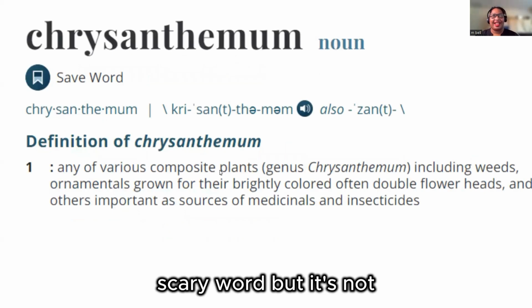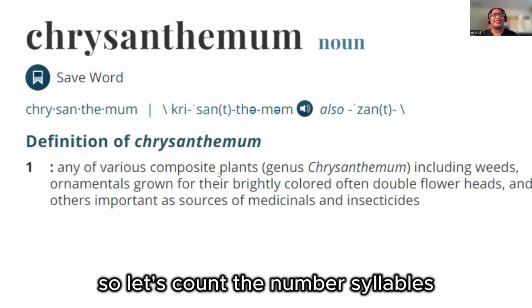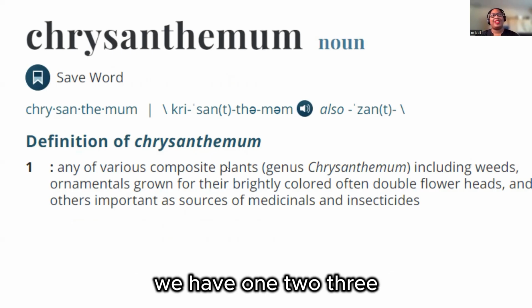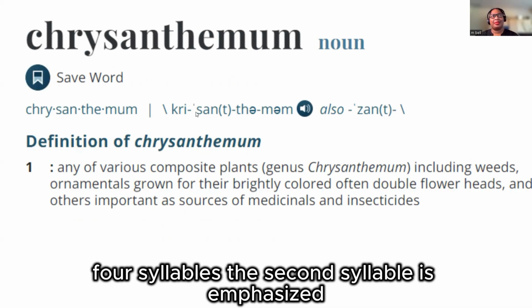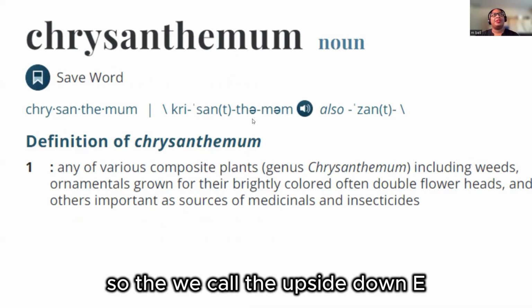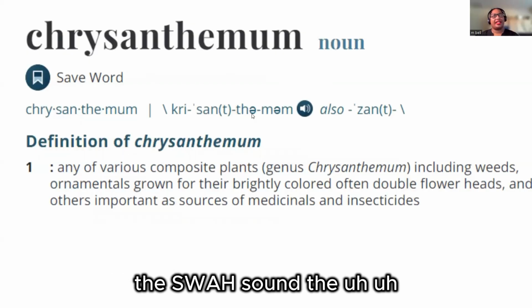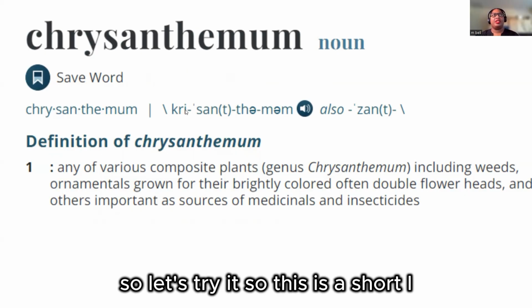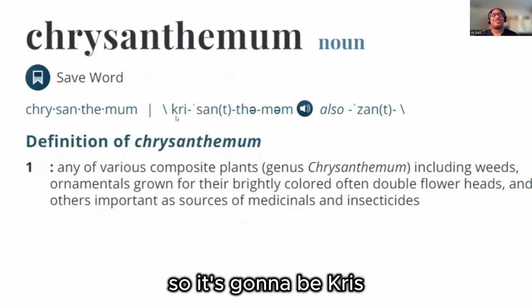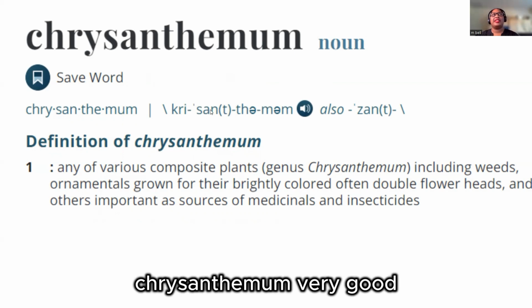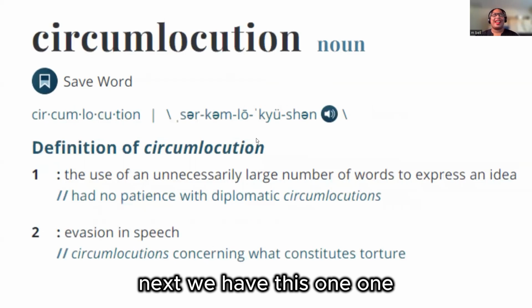All right. So this looks like a big scary word, but it's not. So let's count the number of syllables we have. 1, 2, 3, 4 syllables. The second syllable is emphasized. So we call the upside down E the schwa sound, the "uh." So let's try it. This is a short I, so it's going to be "cri." Chrysanthemum. Chrysanthemum. Very good.